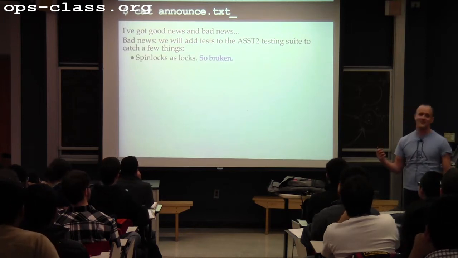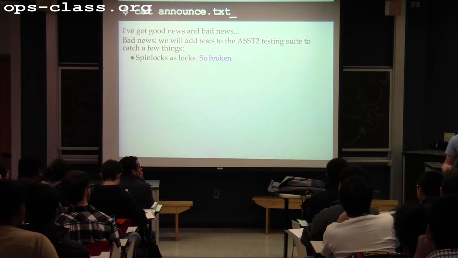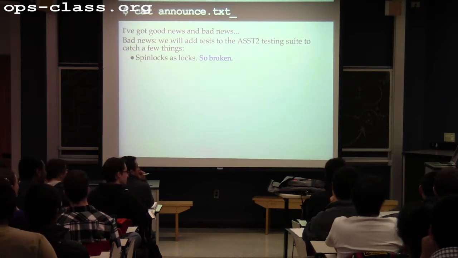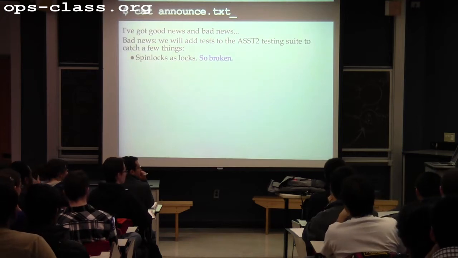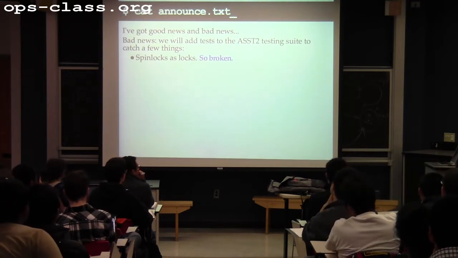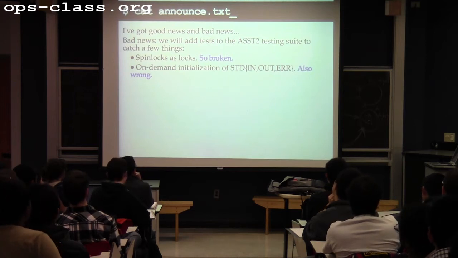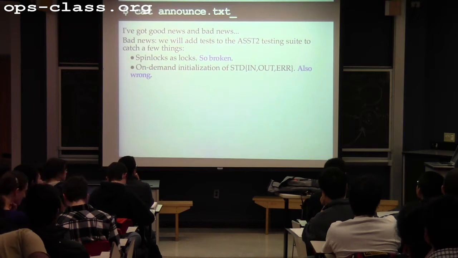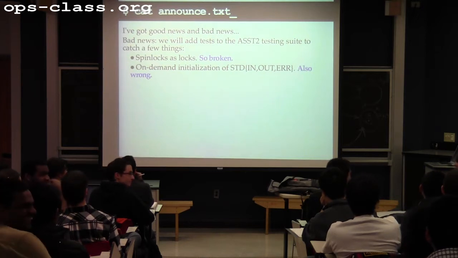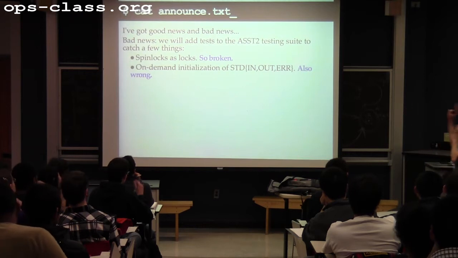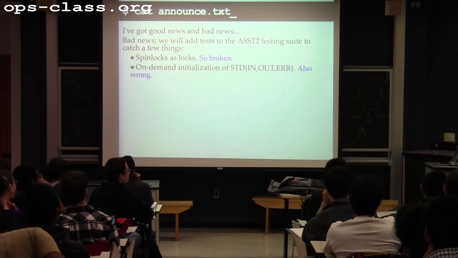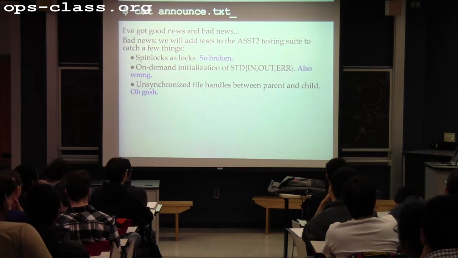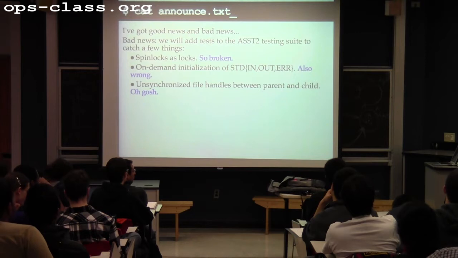So one example, spin locks as locks. Do not do this, right? This is not OK. We're going to add a test to catch this. Actually, doing this won't work later, like on assignment 2, right? So this will be added to the assignment 1 test suite. The on-demand initialization of standard in and out in read and write that some people are doing, that's Jinghao's fault, by the way. But anyway, we're going to make sure that no one does it anymore. This is also not right. And unsynchronized file handles between parent and child, also bad. Also something that we can test for, we think.